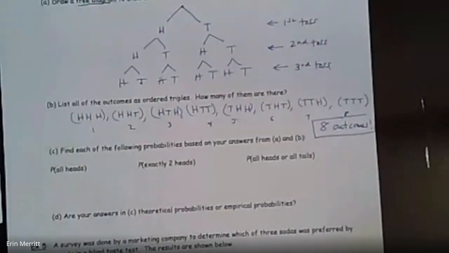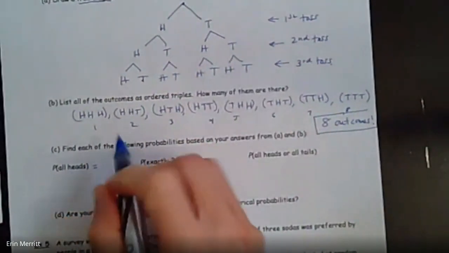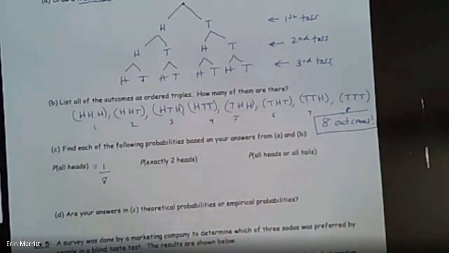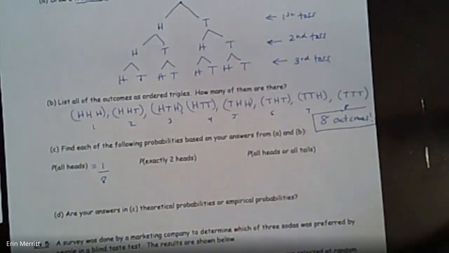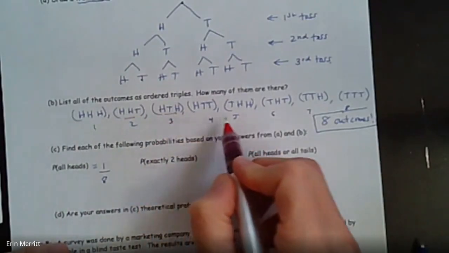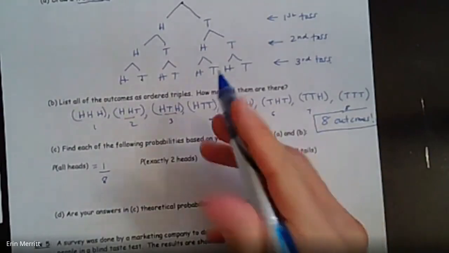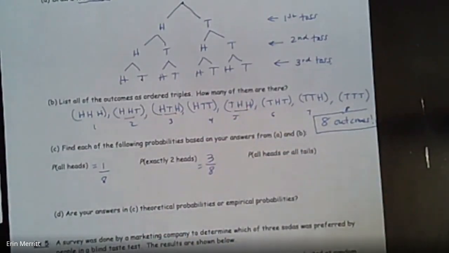So now when it asks you to find each of the following probabilities, it's actually pretty easy to do because you've got them all listed here. So the probability of all heads, well, there was 1 case out of the 8 total. Ta-da, done. Probability of getting exactly 2 heads. Well, it happened in this case here, and this case here. So that was 3 cases out of 8 total.